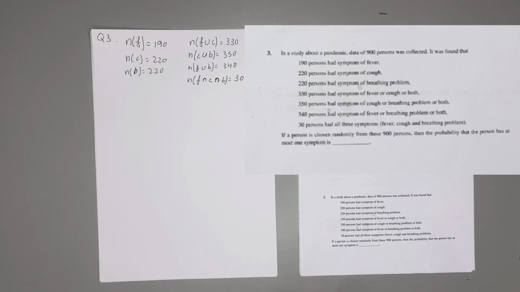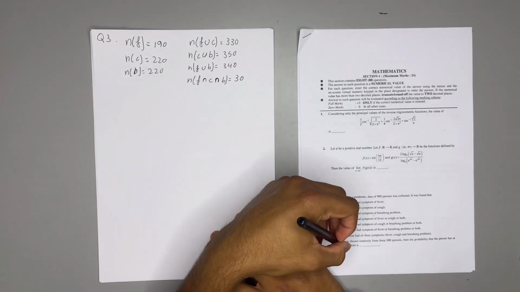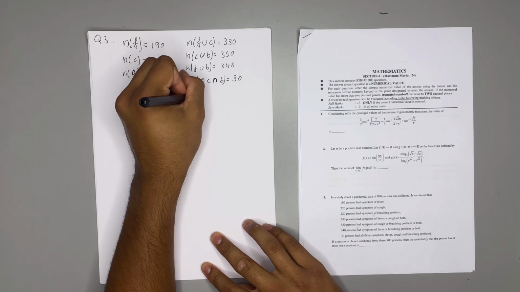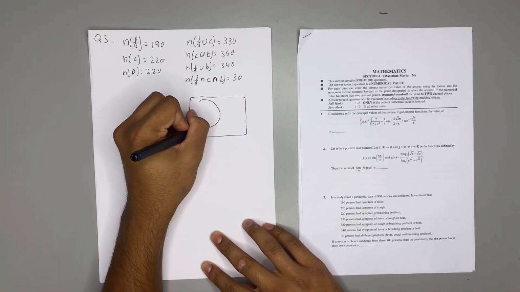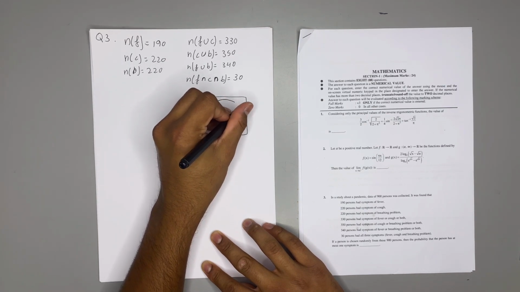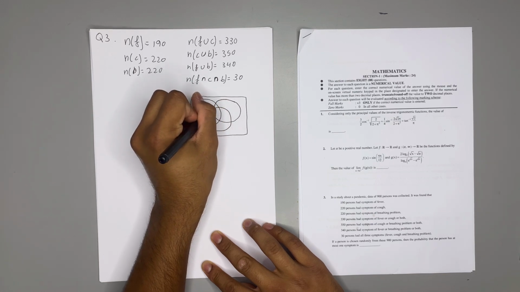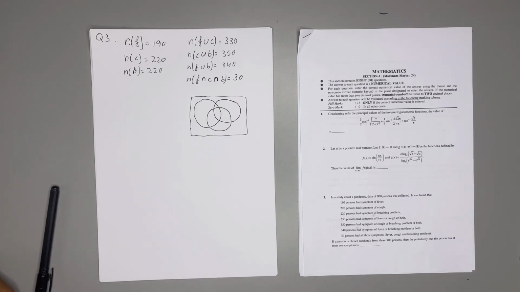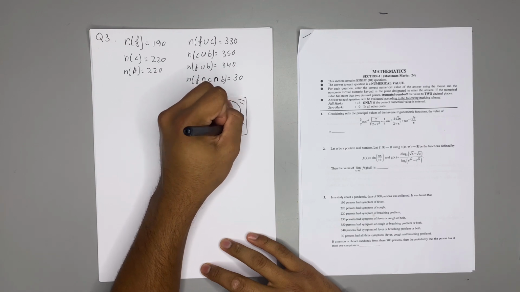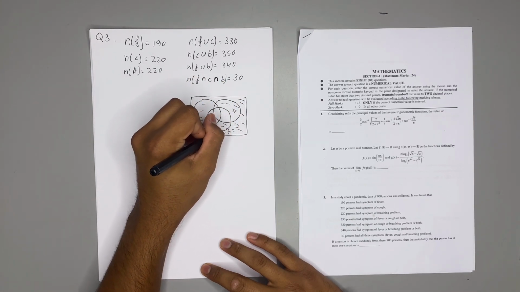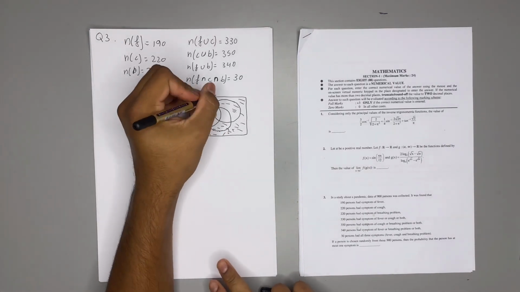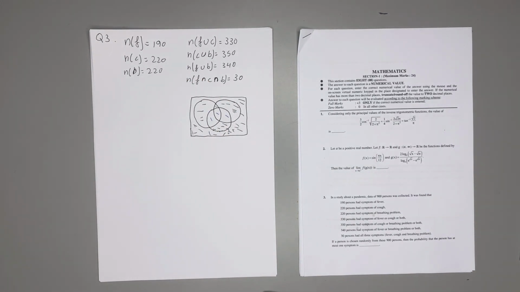If a person is chosen randomly from these 900 persons, then the probability that the person has at most one symptom is what? To further understand what this question is asking us, let's draw up a Venn diagram. A Venn diagram will help us understand the question. At most one symptom could either be no symptoms, or this. What we need to find is the intersection points. This, this, this, and this. That is what it's asking us, at most one symptom.